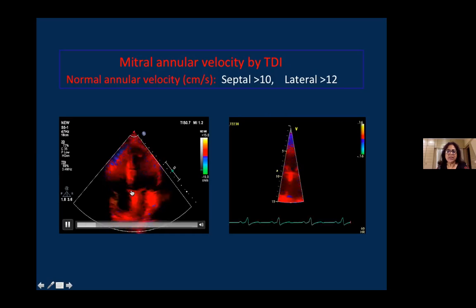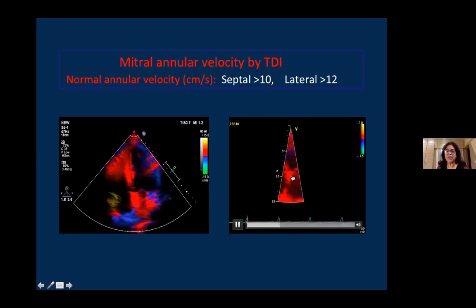This is the septal annulus. So I have kept it there. What I'll do in the next step, I'll get the cursor here, place the sample volume here, and get the tissue Doppler imaging. Now, let us see how it goes.